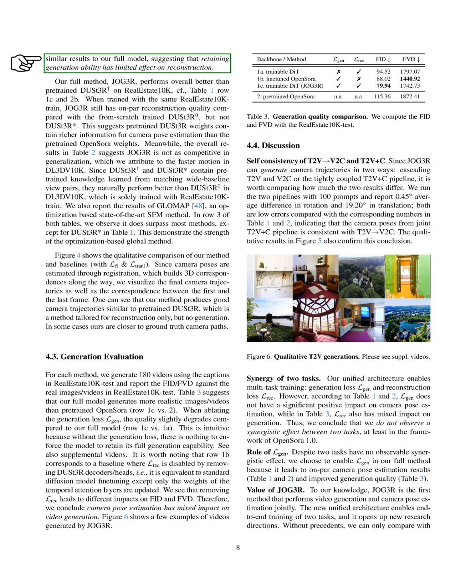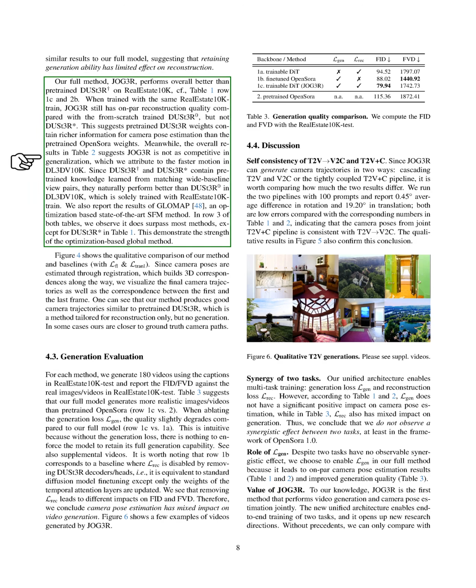We observe that models trained without generation loss yield similar results to our full model, indicating that maintaining generation capability has a limited impact on reconstruction quality. Our method, JOG3R, outperforms pre-trained Dust3R on Real Estate 10K, and when trained on the same data, it matches the reconstruction quality of the from-scratch trained Dust3R, but not the one with pre-trained weights. This implies that the pre-trained Dust3R weights hold more valuable information for camera pose estimation than those from OpenSora.